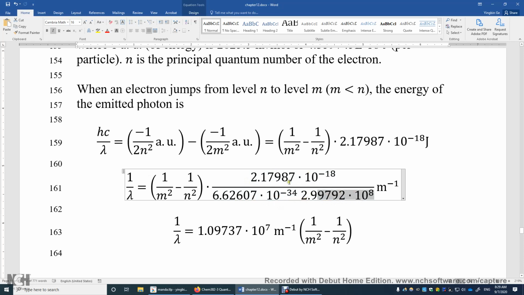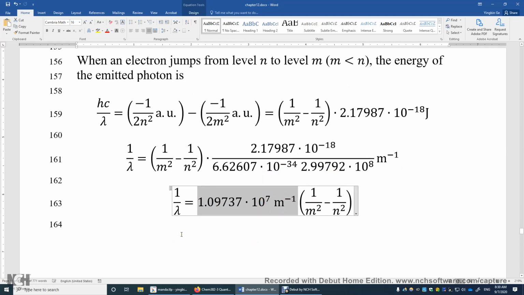Without analyzing the units of these three numbers, I know 1 over lambda has to be in the units of reciprocal meters. So in the end, you just calculate this to get the Rydberg constant right here. This is the origin of the Rydberg equation and the Rydberg constant.